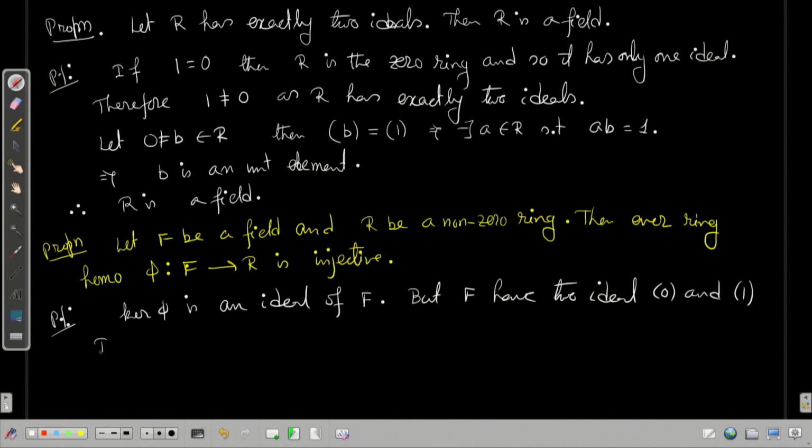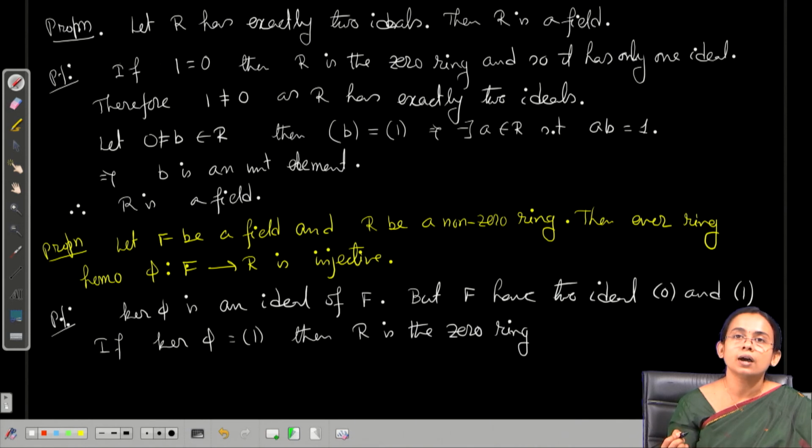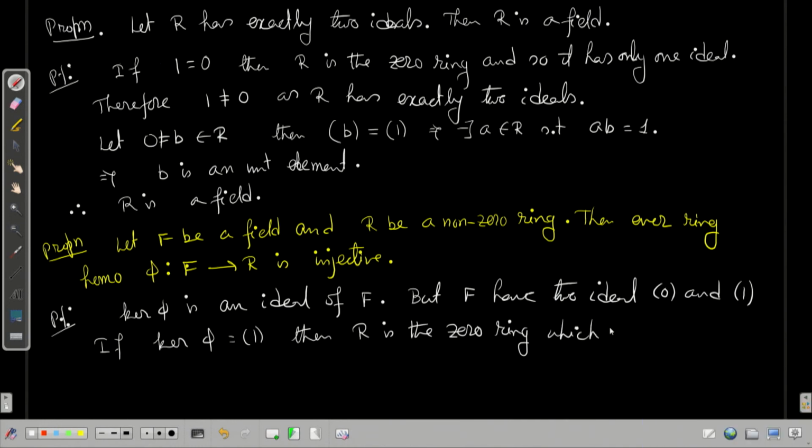Now, if the kernel of phi is the unit ideal, in that case what will happen? Then R will become the 0 ring, because the multiplicative identity of R and the additive identity of R will be the same, then R will become the 0 ring, which is a contradiction, because it is given that R is a non-zero ring.